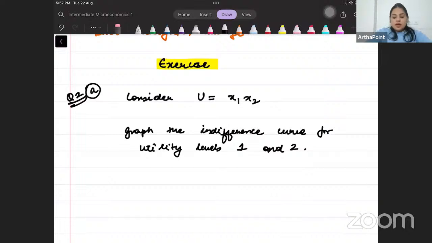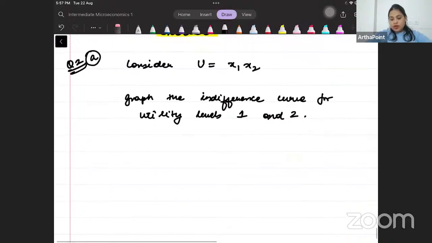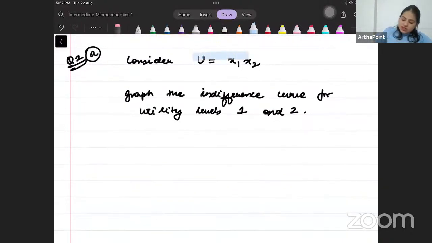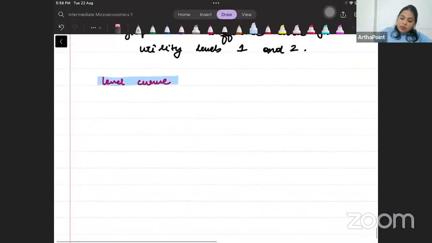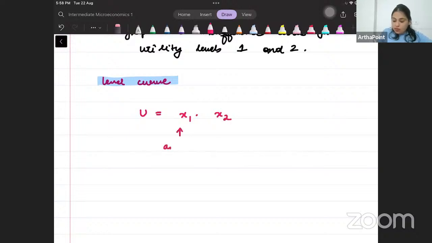Okay, beta. Better to understand this, I want to take you through a concept in maths. You must have done this concept. And that's the concept of level curve. Okay, बेटा समझो. देखो बेटा, जो मेरा यूटिलिटी दिया हुआ है ना, वो दिया हुआ है x1 into x2. This is the amount of good 1. And this is the amount of good 2.